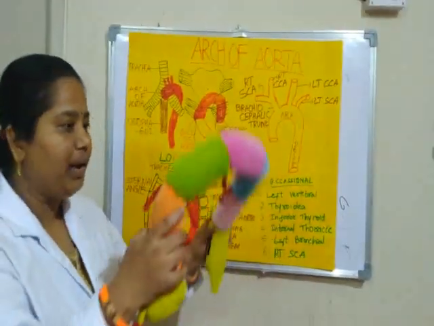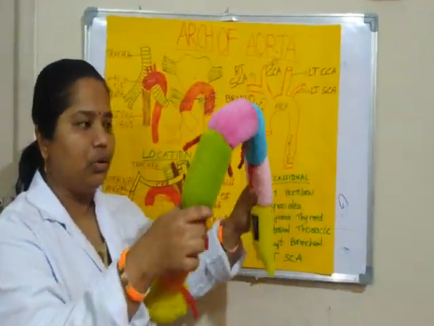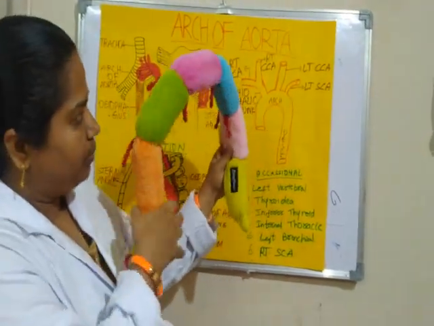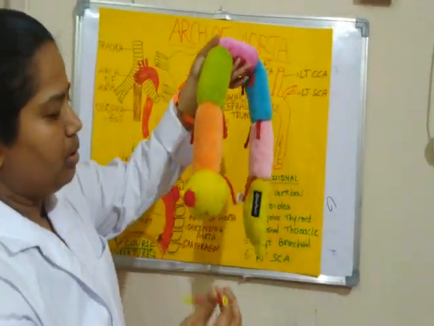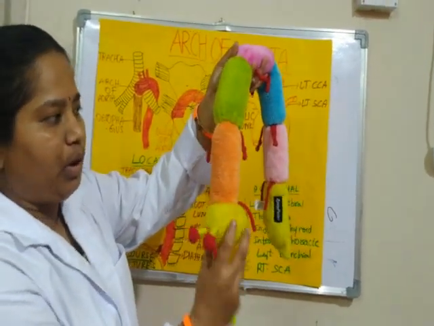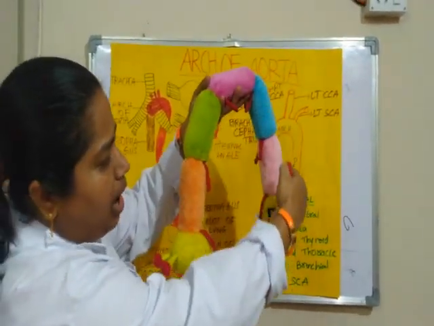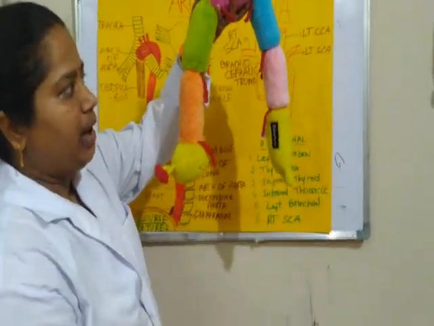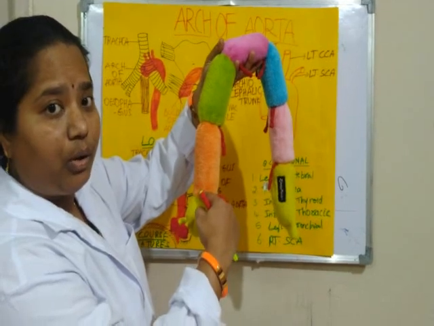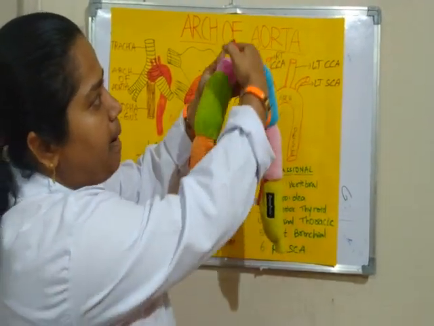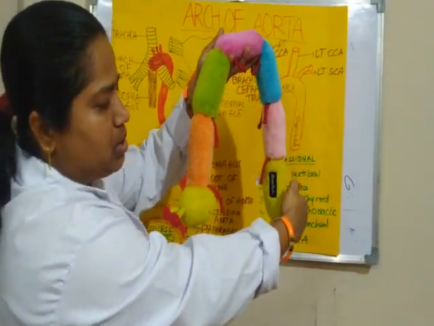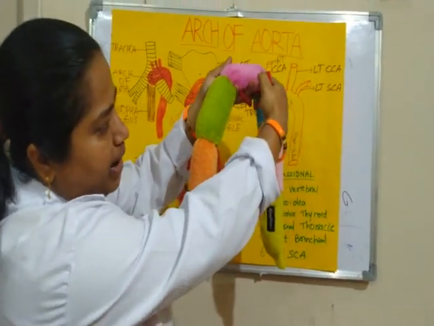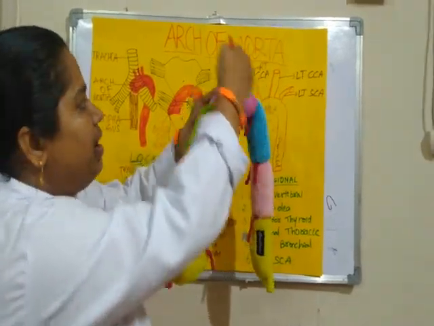We can take one example like this. Suppose you think this is the arch of aorta. Here this is the beginning, ascending aorta. Ascending aorta continues as arch of aorta. Arch of aorta continues as descending thoracic aorta. So what is its course? It is running first backwards, upwards and to the left side, in front of trachea.